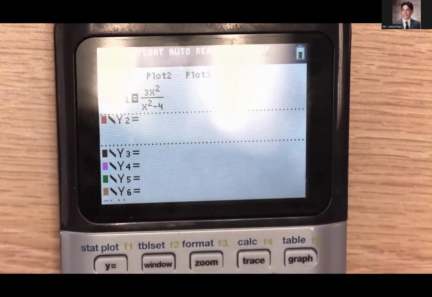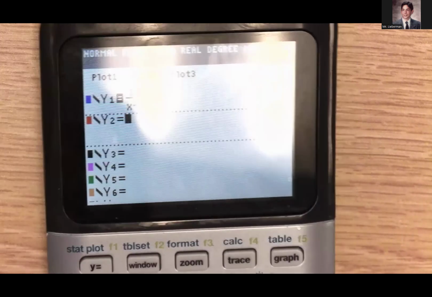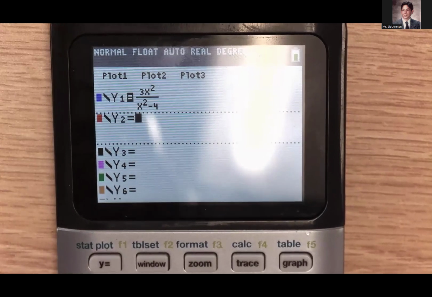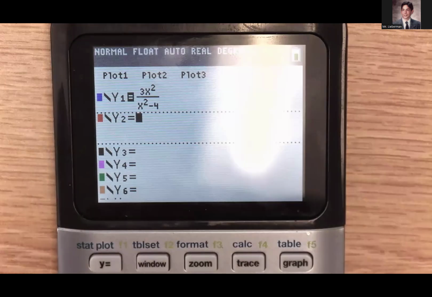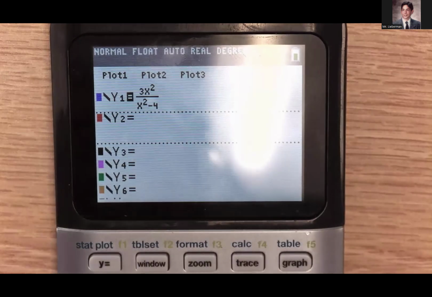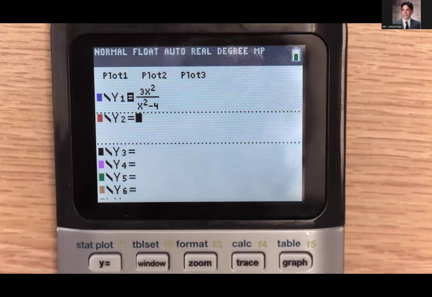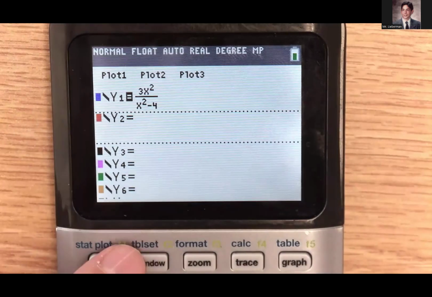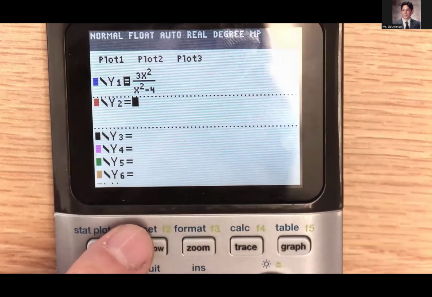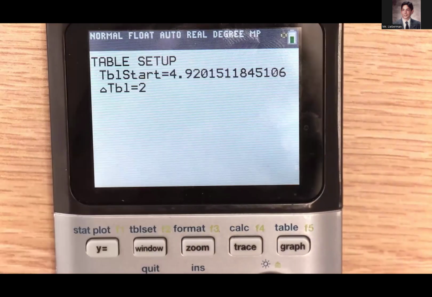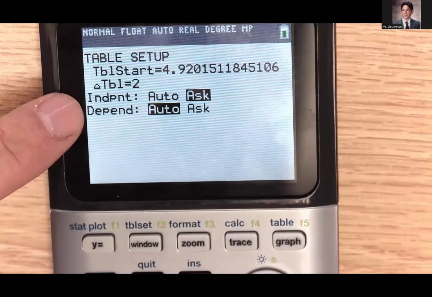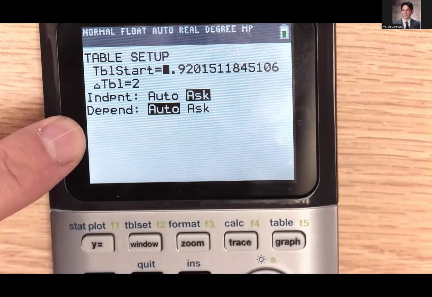Next step. We're going to use a table of values to plug in points. Instead of plugging in a 1, a 2, a 5, we may want to plug in multiple points. You have to do this on the homework, so this is important to help you with speed. We're going to use a table function, but before that, I want to go to table set. So second, then window to get here. And please make sure independent is ask and dependent is auto.